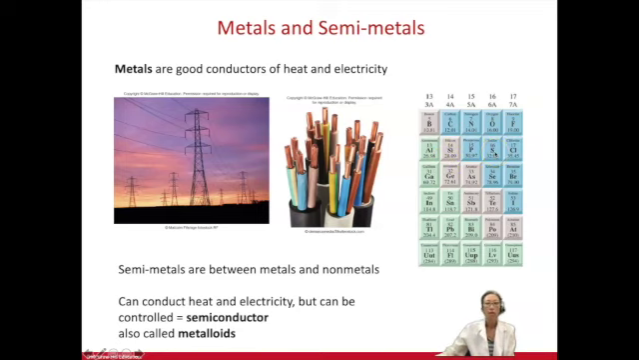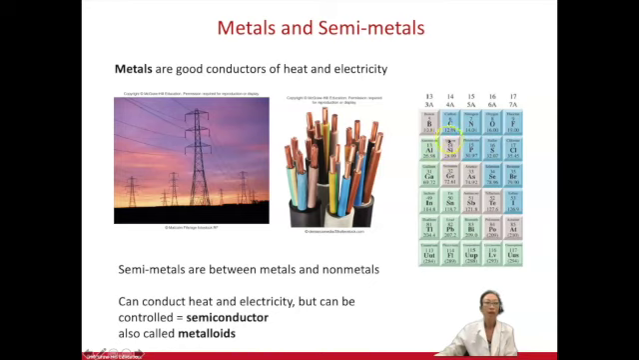The semi-conducting means that they can partially conduct heat and electricity. They can conduct electricity in a controlled manner. You can control the amount of electricity passing through, and that's why silicon, this is in pink, that's one of the metalloids, the semi-metals, the semiconductors. Silicon is used in computer chips because you can control the amount of electricity passing through.